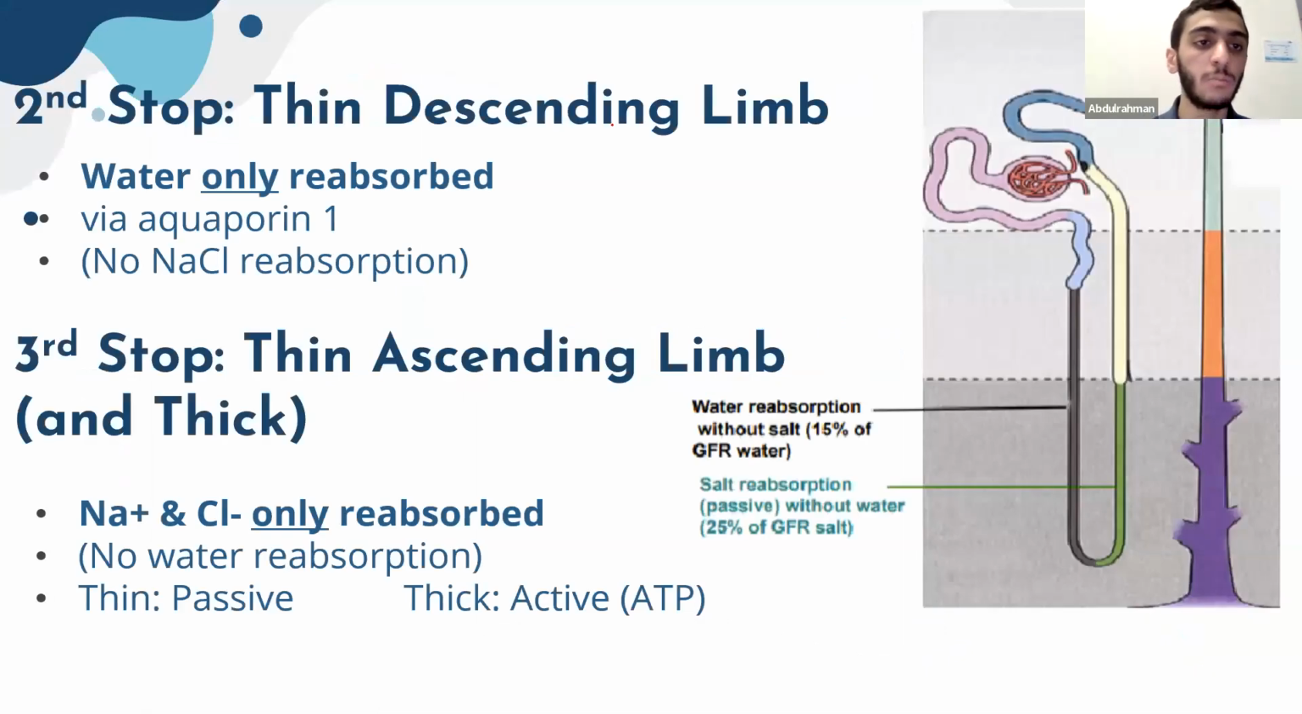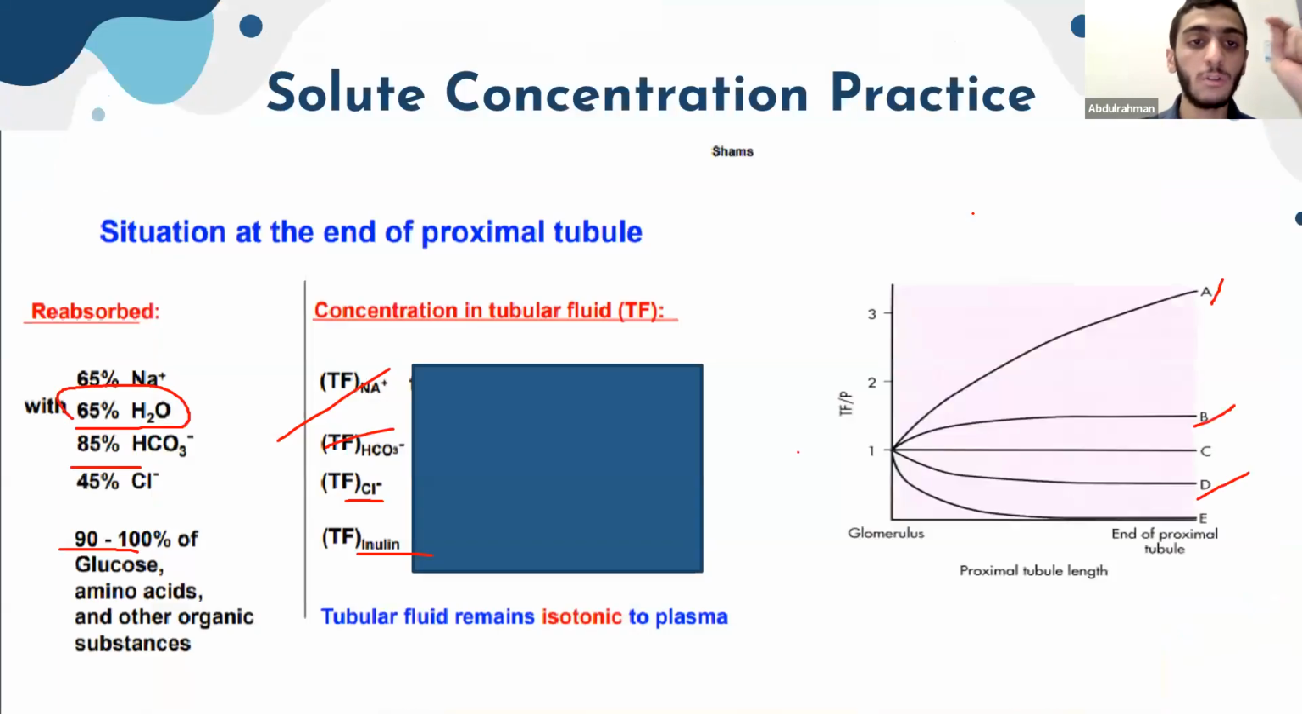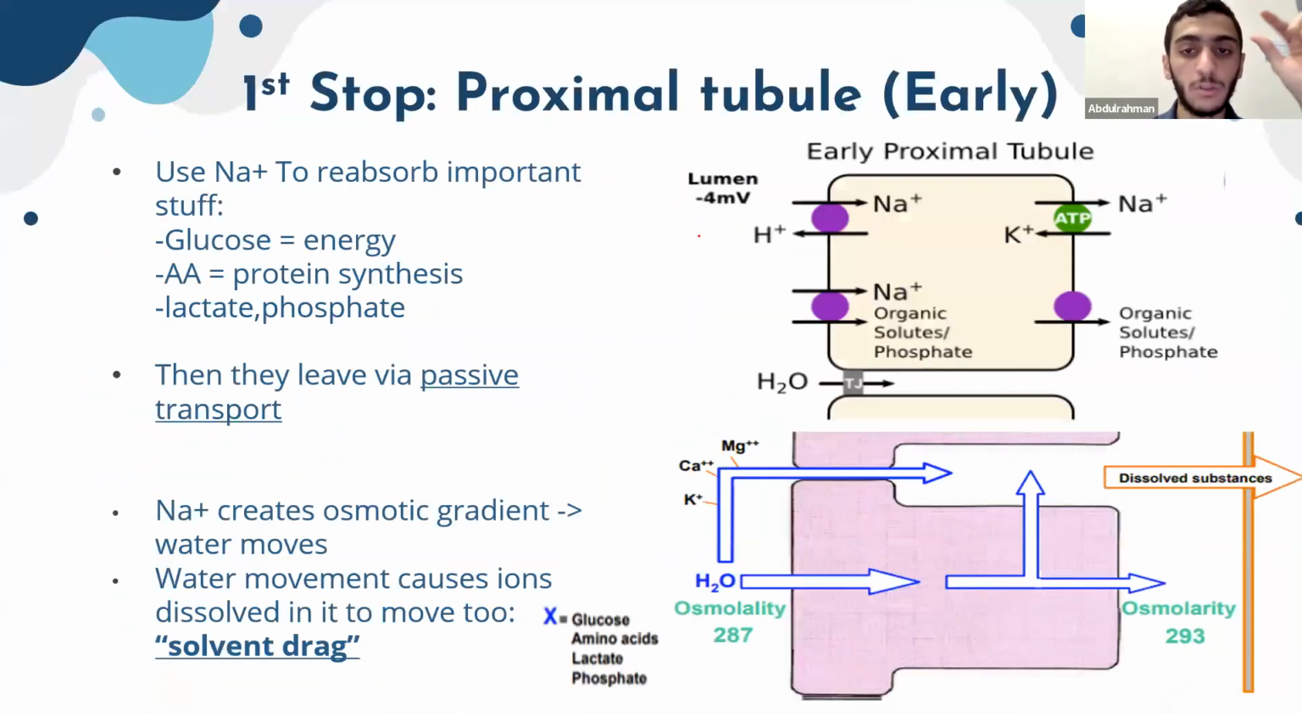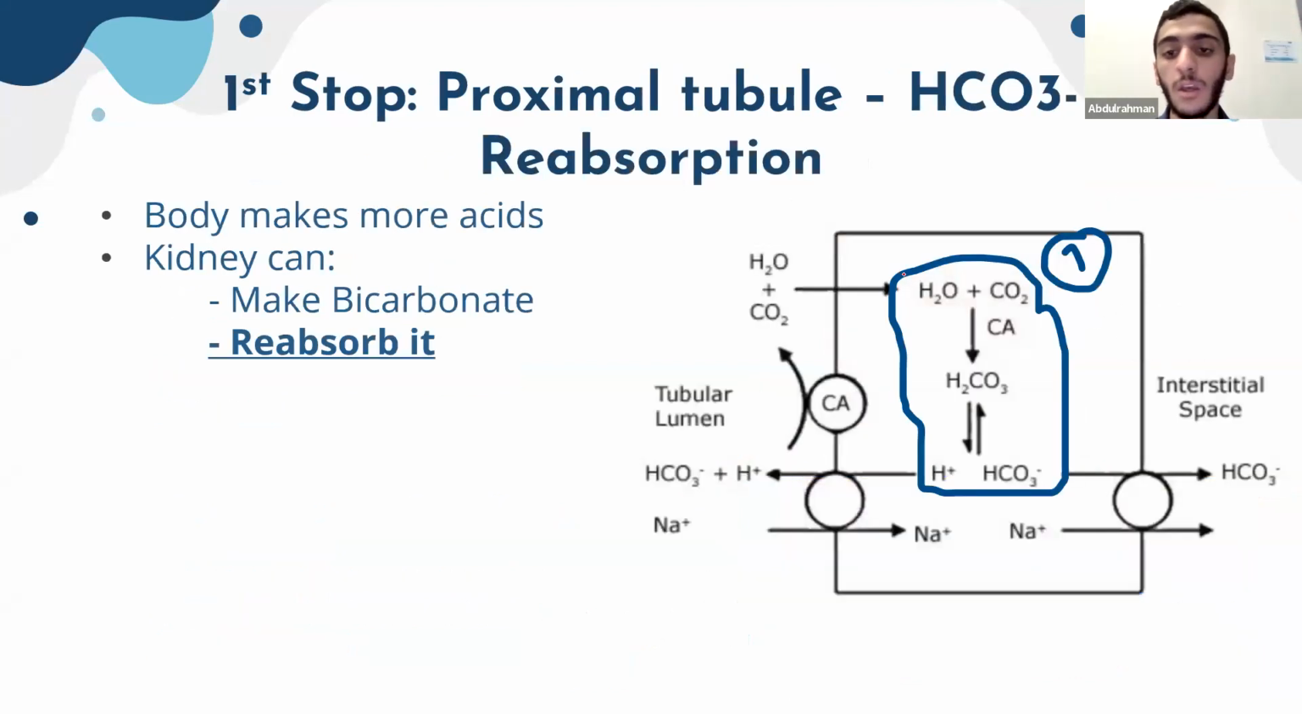Let's go to the second part, the descending limb. I'm going to go over the proximal tubule one last time so that I show you the key points. The proximal tubule reabsorbs the most important stuff at the start at the price of sodium, and this is created by the sodium potassium ATPase gradient. Then we move the water and create the solvent drag. Then there is the carbonic anhydrase equation. Even if you didn't get questions about it, it's important that you understand what's happening because it will help you a lot in the future.